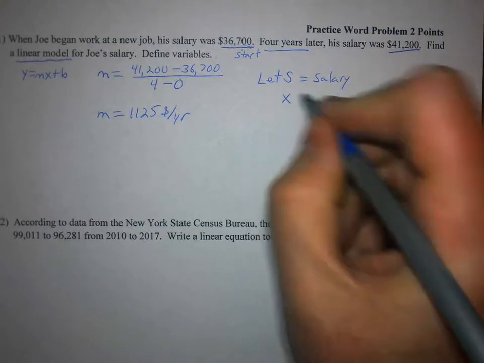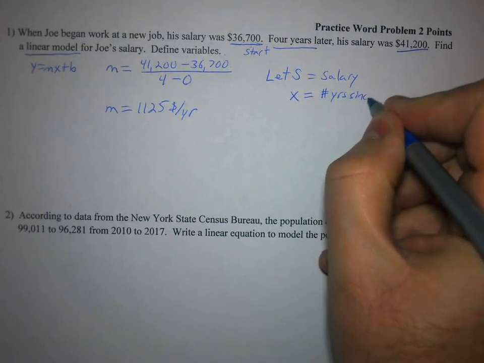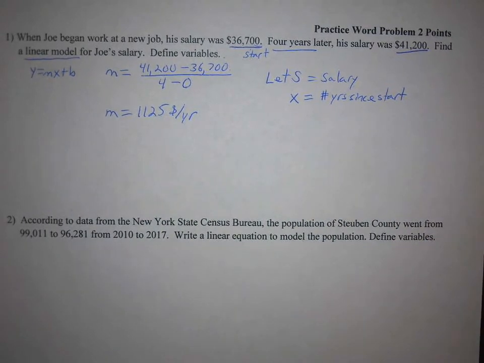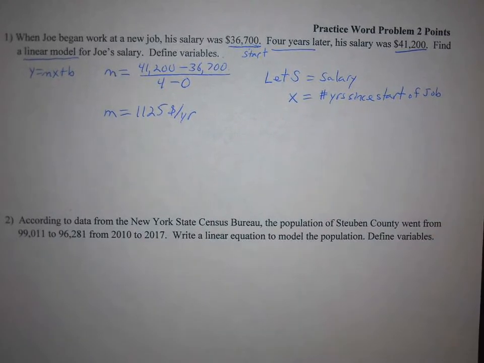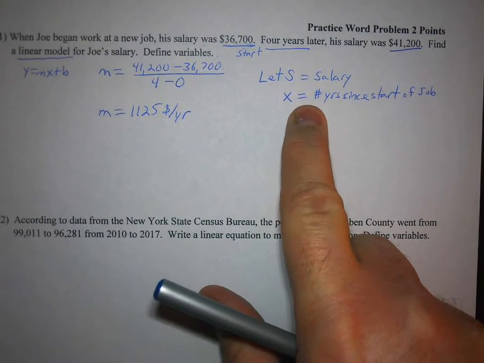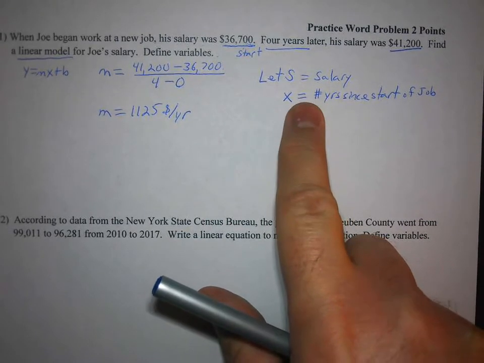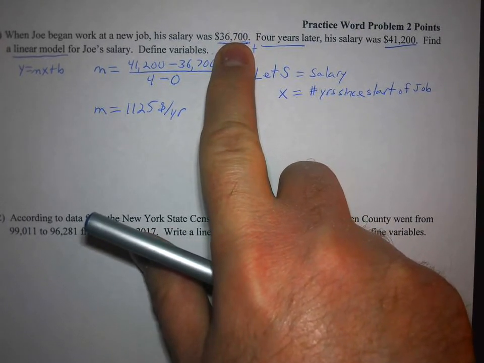And we'll say X will represent the number of years since he started the job, or the number of years at the job. So when you write the equation now, because we defined X to be the years since he started, that's actually very important, and I don't want to gloss over it. If X is the number of years he started at the job, his starting salary was $36,700. So right away, we know that's the B value.